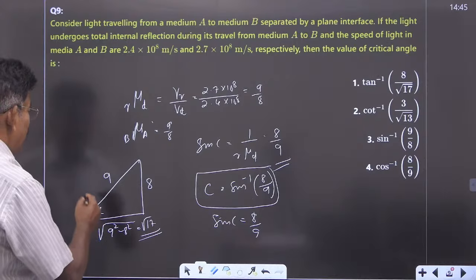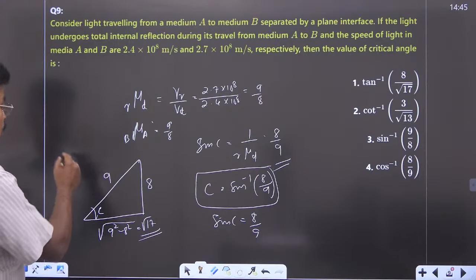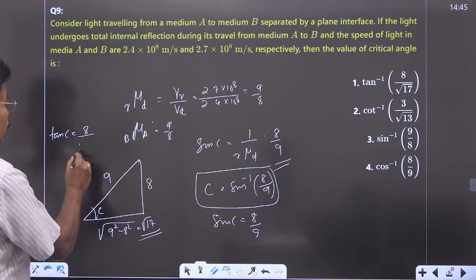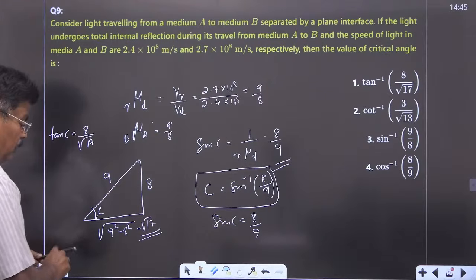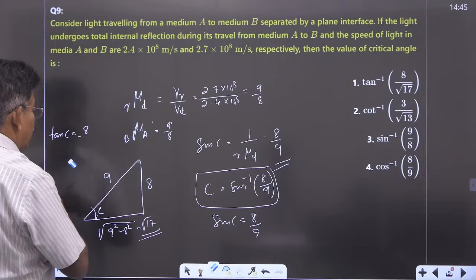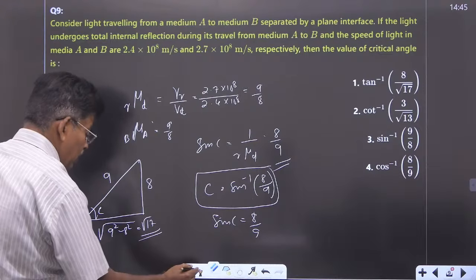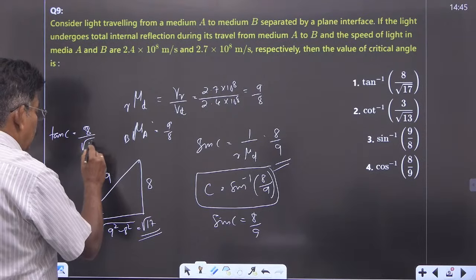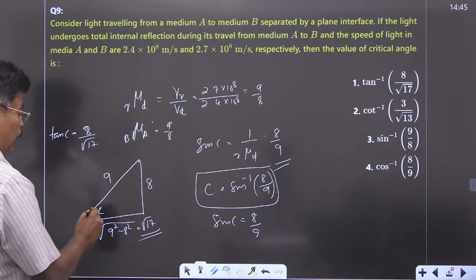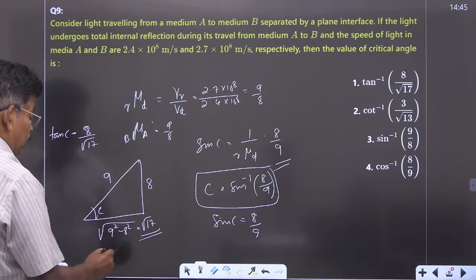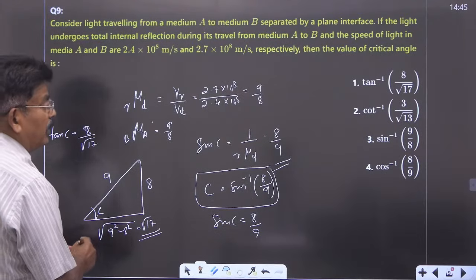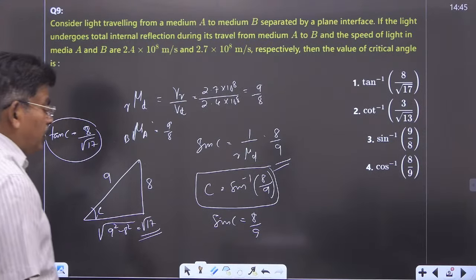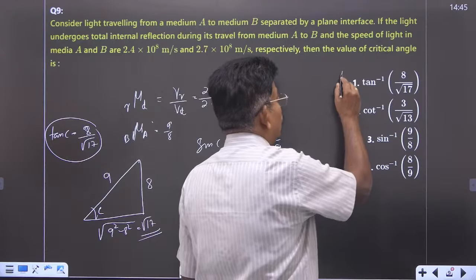Now, can I make tan C from here? Tan C is equal to 8 by root of 17. Is it correct? Since other functions are possible, I can try cos C or tan C, whatever I try. Let us check whether the answer is there. Tan C is opposite side by adjacent side. What about cos C? Root of 17 by 9. No such answer is there. So tan C is 8 by root of 17, or C is equal to tan inverse 8 by root of 17.